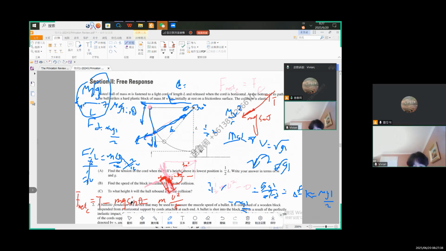So what's the result finally? What's the tension? It's root m squared g l over l plus mg sine theta. Wait, in the end, it's an easy result. I mean, after all the calculation, of course.